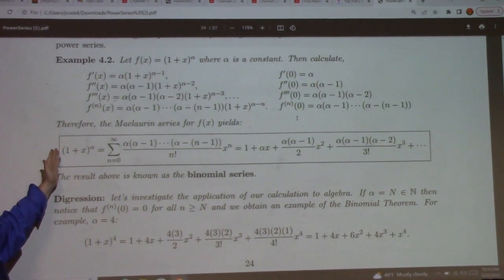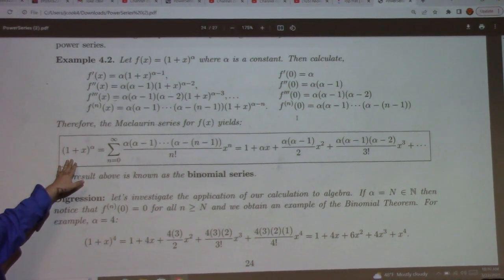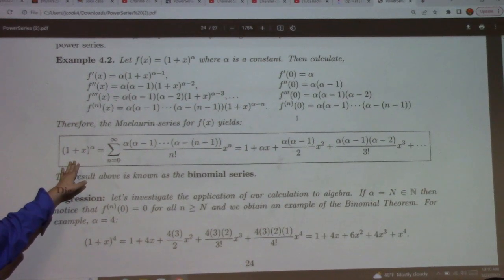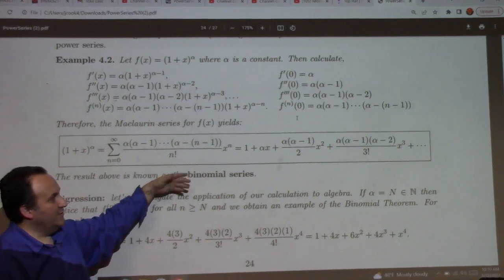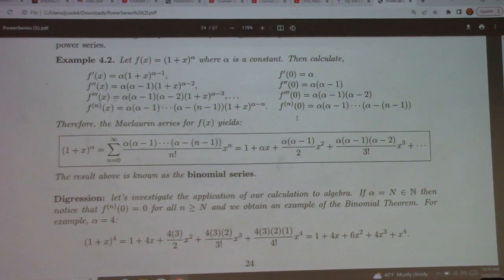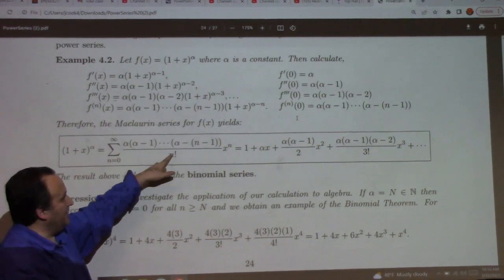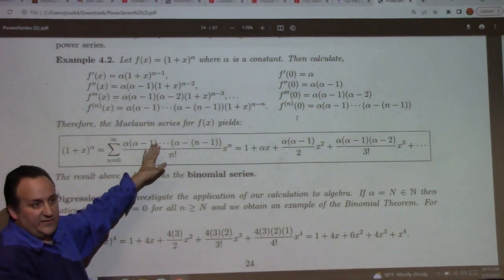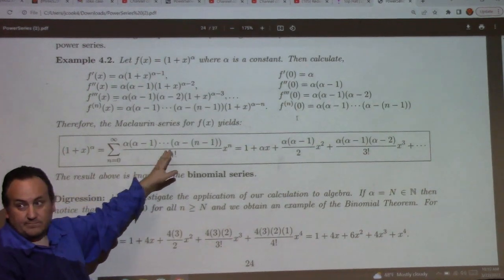In the case that alpha is an integer, like a whole number, what happens to this series? What happens if you have 1 plus x to an integer value? Think about it. What happens if you have at n equals 10, you take 11 derivatives? It's 0, right? So this series truncates if alpha is an integer. So if alpha is an integer, this actually just becomes the binomial theorem.